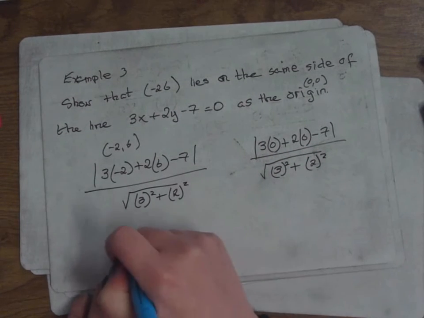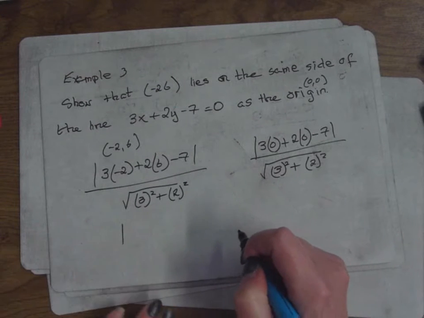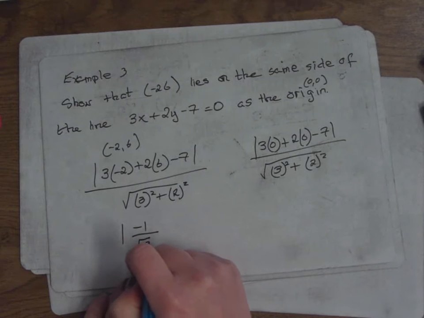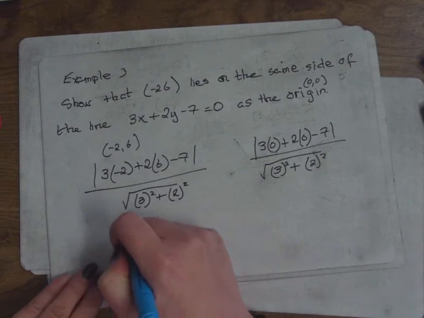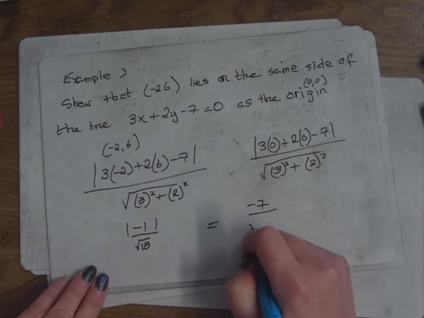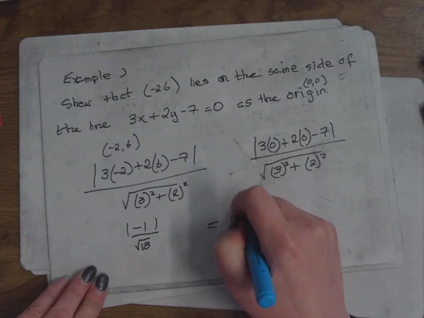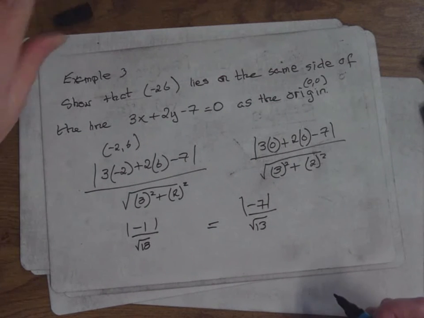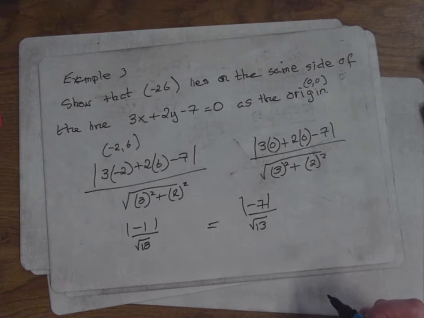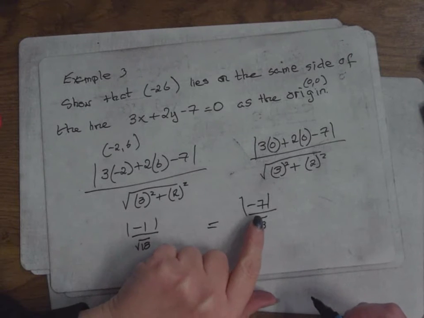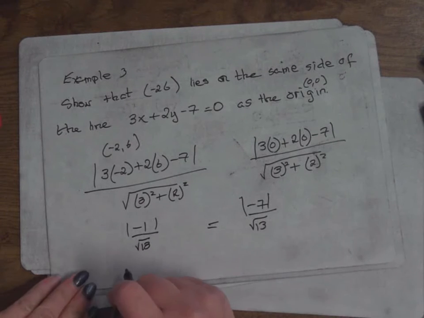So on top, I would get, that's minus 6 plus 12 is plus 6 minus 7 is minus 1 all over root 13. Over this side, I'd get minus 7 all over root 13. Right, okay, I know the straight lines mean drop the minus, but before I put the modulus signs into play, I see that this is on the negative side, this is also on the negative side, agreed? So they're both on the negative side.